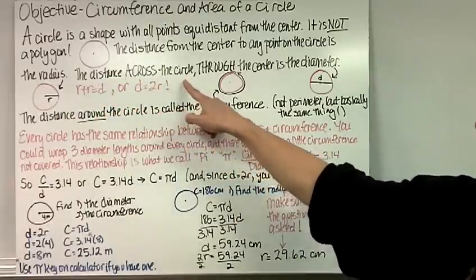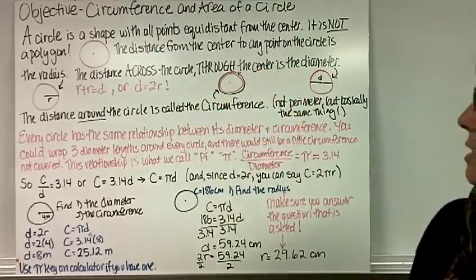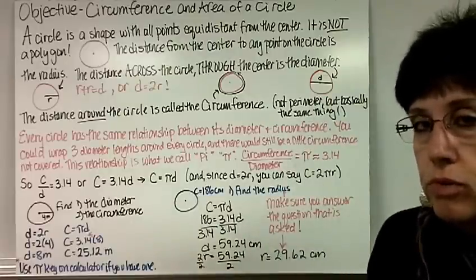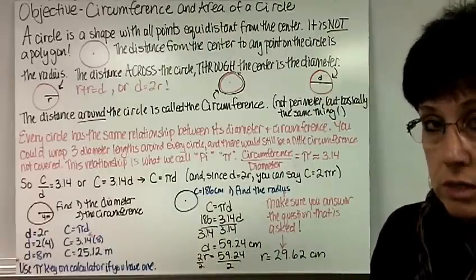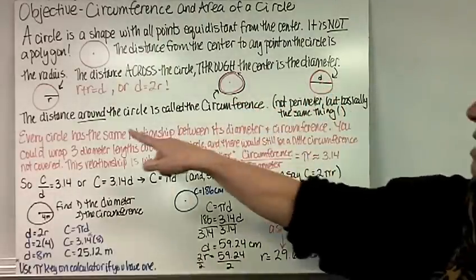And the distance across the circle through the center is called the diameter. Okay, so here this is going across. If it doesn't go through the center, it's called a chord, but we're not talking about chords today. We're talking about radius and diameter.